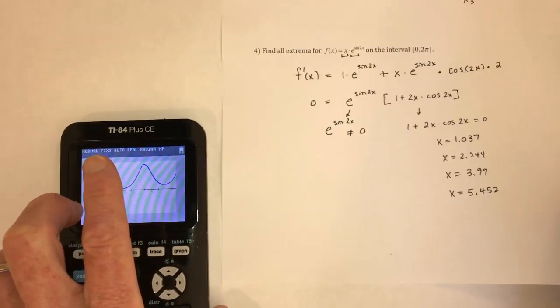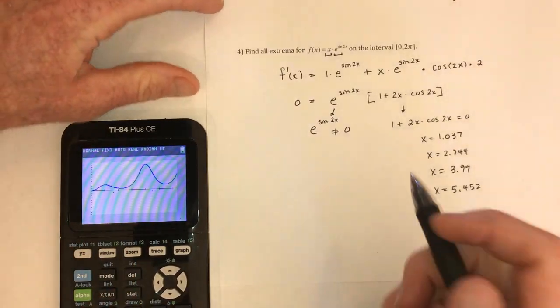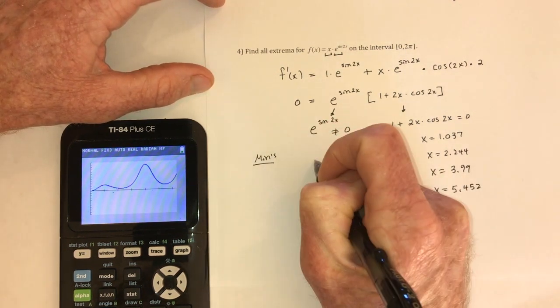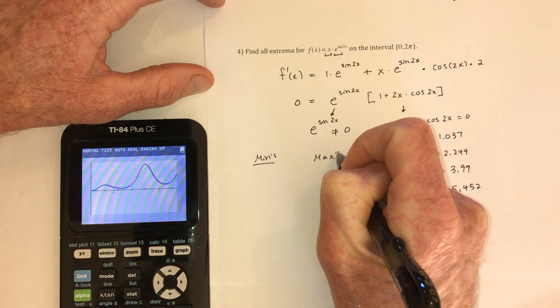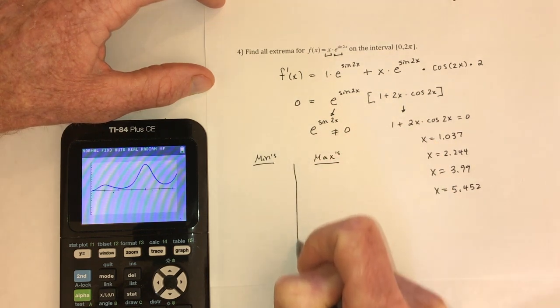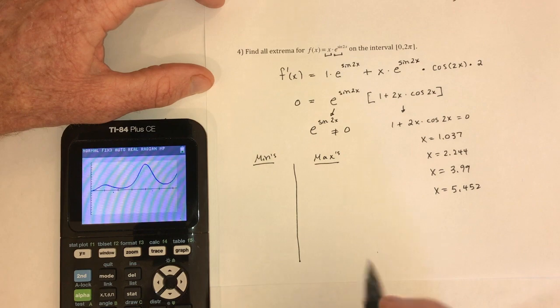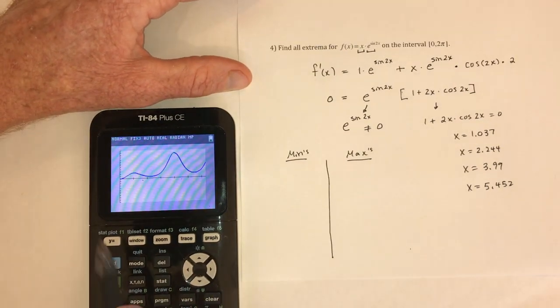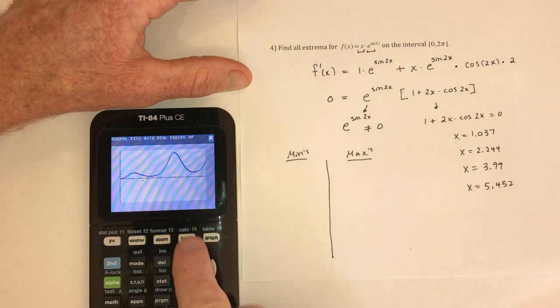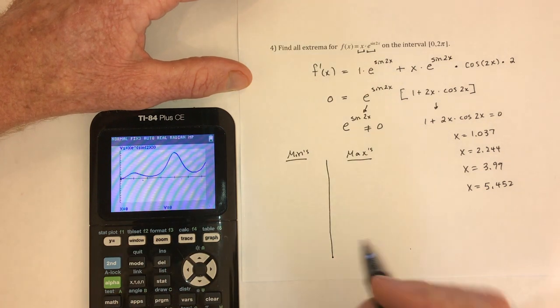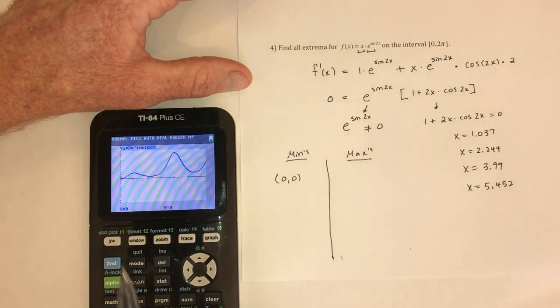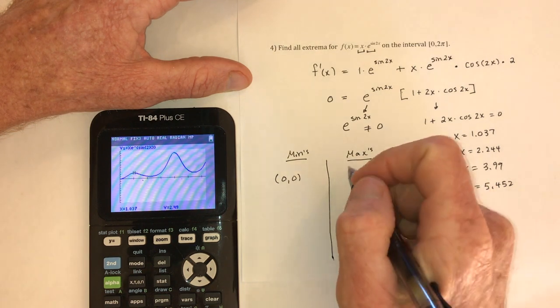All right, now to write down all that information. So we've got minimums and maximums. Keep them separated. So the very lowest point, that was right here, and I'm pretty sure that's 0, 0. So that's one of the minimums. The next point would be 1.037. That's a maximum.